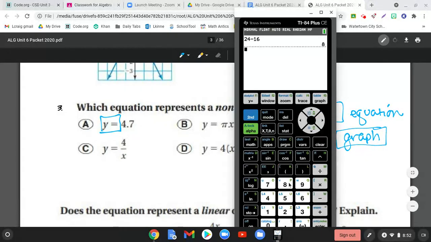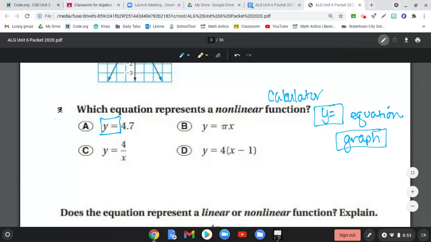So I'm going to grab my graphing calculator. I'm going to go to y equals and type in my first one. Y equals, so that's the left side. So I'm just going to type 4.7. Take a look at the graph. All right, it's just a straight horizontal line. So that is linear. So I'm going to just sketch that. This is how we explain. So there's that line. That's linear. So we're good. We're looking for nonlinear.